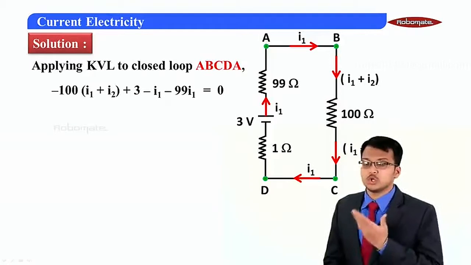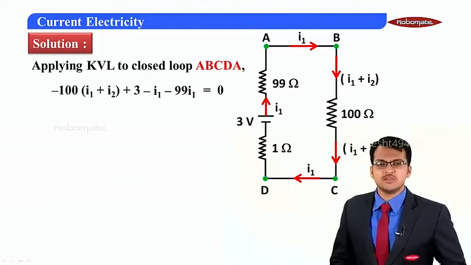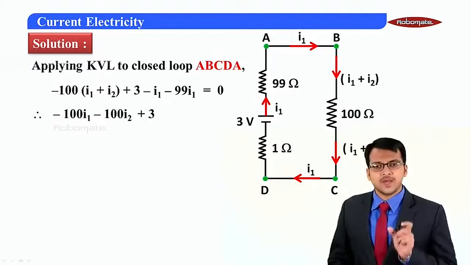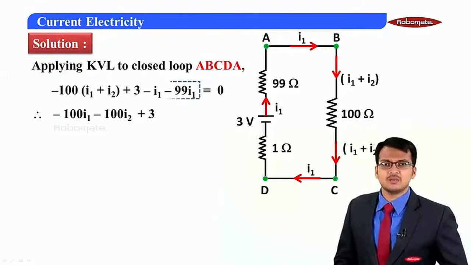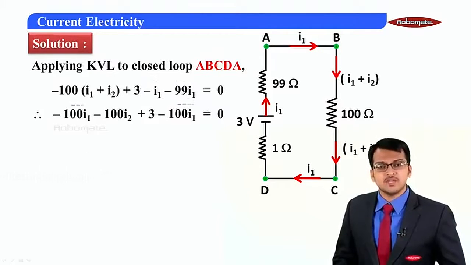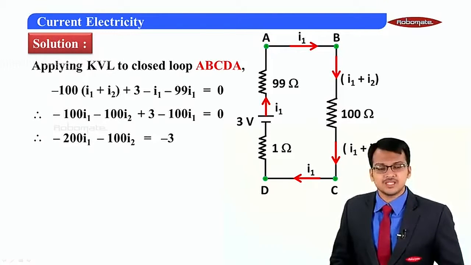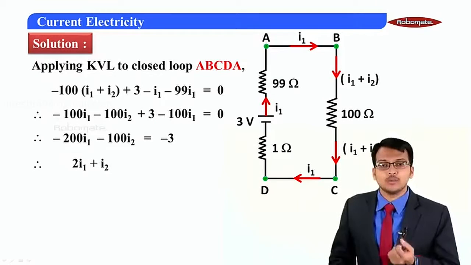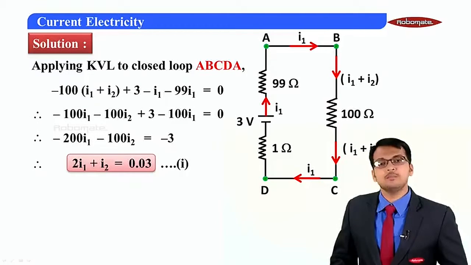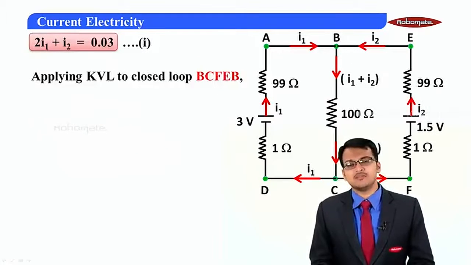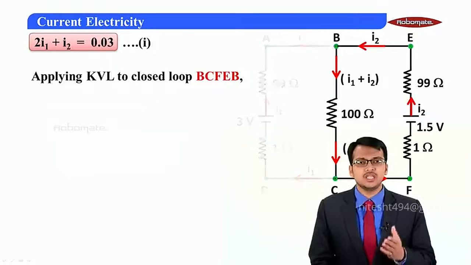That's it. We have applied the KVL. I hope, dear students, you got this. Now I'm just simplifying. Opening the bracket, minus 100 times I1 plus I2 can be written as minus 100 I1 minus 100 I2, and minus I1 minus 99 I1 can be written as minus 100 I1. When I further simplify, what I get is minus 200 I1 minus 100 I2 equal to minus 3, and when I take 100 common, what I'm left with is 2 I1 plus I2 equal to 0.03.